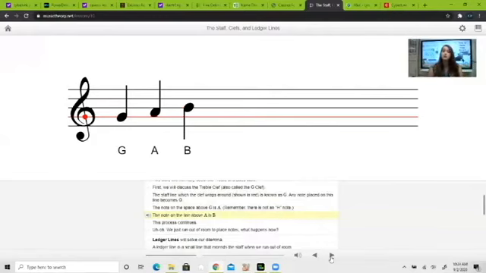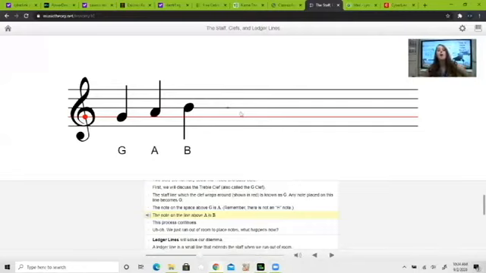Now, here's the third one that you may remember from your early days of recorders. This one is also on the line, and it is called a B. So far we've discussed G on the second line, B on the what line? Third line. Remember, 1, 2, 3, third line is B. Hopefully you guys remember that.